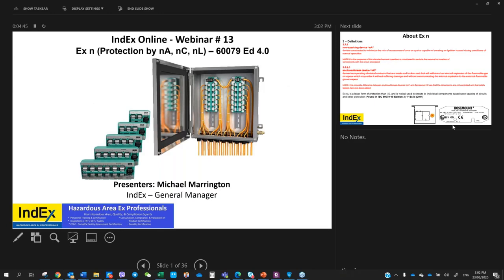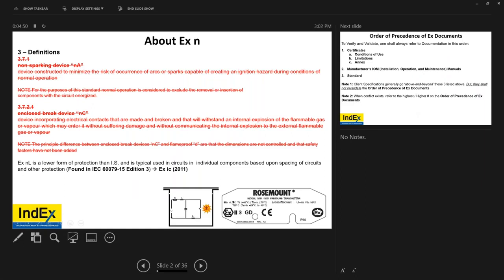Okay. So some of the things are still red and highlighted in here. This is to show the difference of what's been going on between the standards. So what's in red here was in edition 4 and then was taken out in edition 5. So non-sparking, once again. No arcs, no sparks, no hot points.